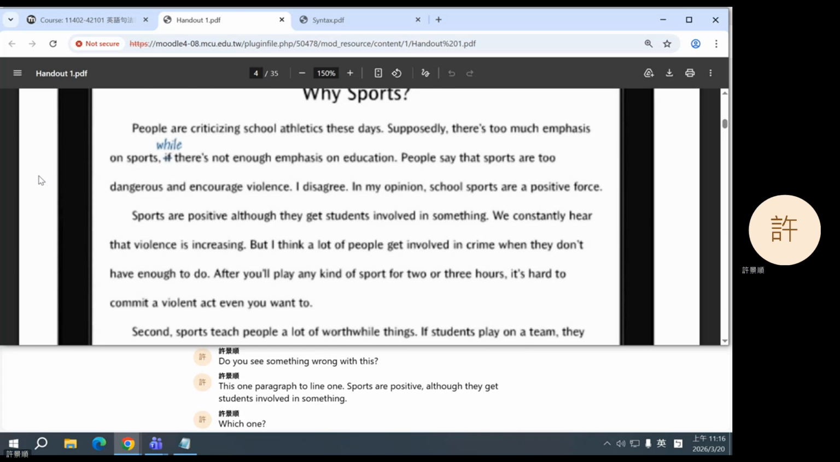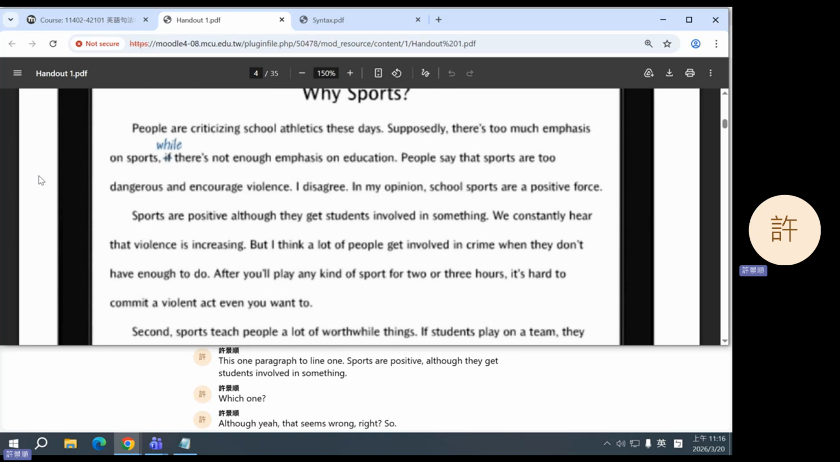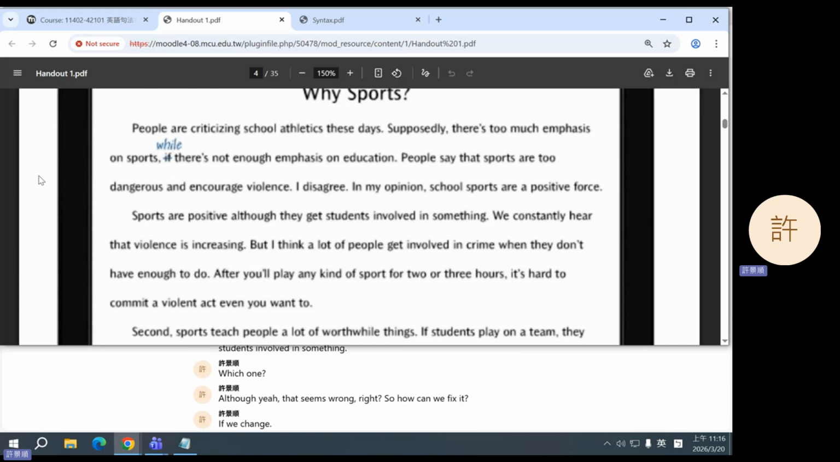Which one? Although. Yeah, that seems wrong, right? So how can we fix it? If we change although, how should we change it? Can we replace it with a word? So what word can we use? Even though, that kind of means the same thing as although, right? Maybe we can change it to because, right? Sports are positive because they get students involved in something.